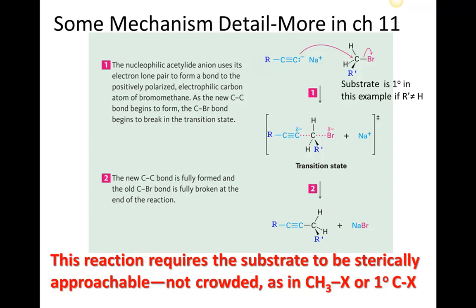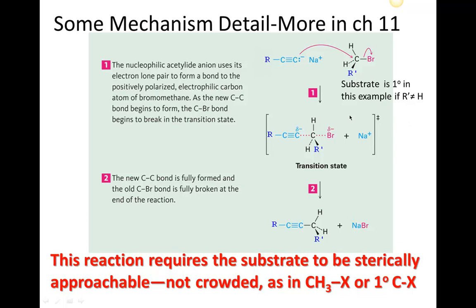And here's another drawing showing that in a more three-dimensional way. And you notice that it's labeled here. I've added some words here to this picture from the book. So this is the substrate, and this particular carbon in this picture is primary. As long as the R right here is not a hydrogen, then it's primary. Now it would work if that were a hydrogen. It would be fine.